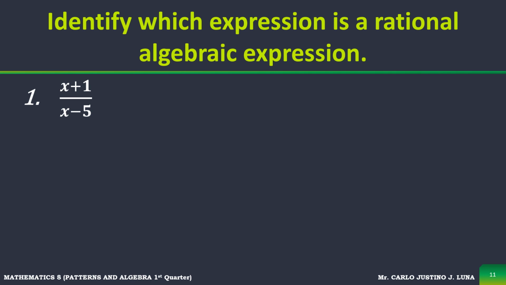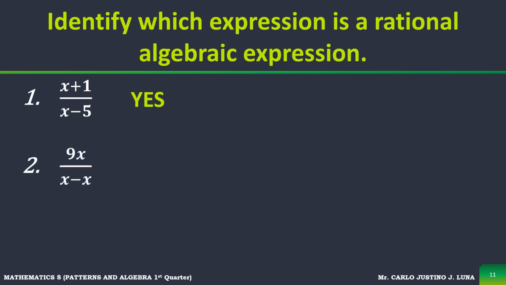Okay, very good. The answer is yes. Number 1 is a rational expression. Our numerator is a polynomial and our denominator is also a polynomial. Okay? Let's now have number 2.